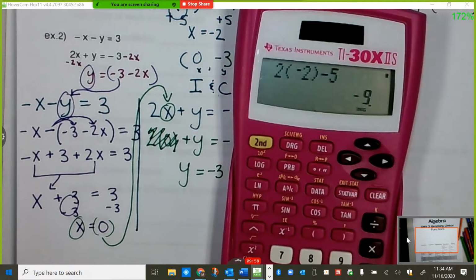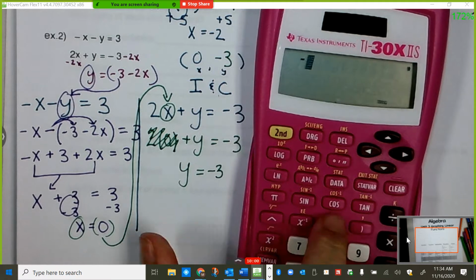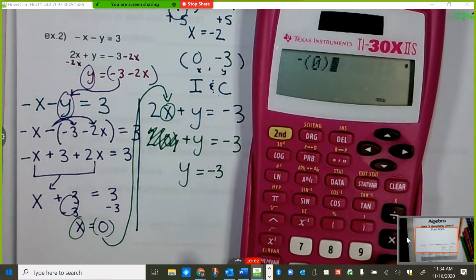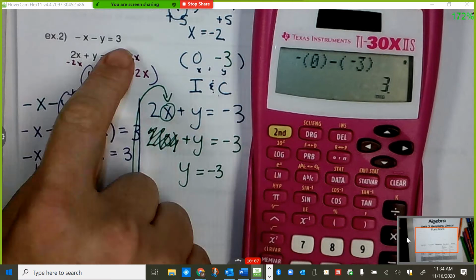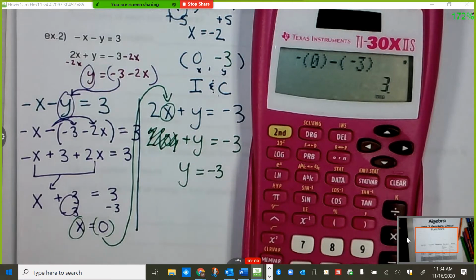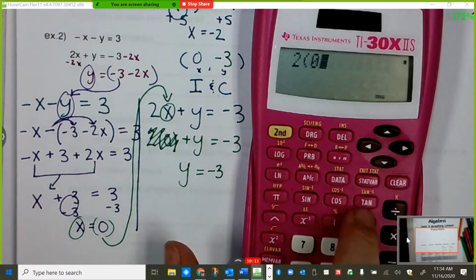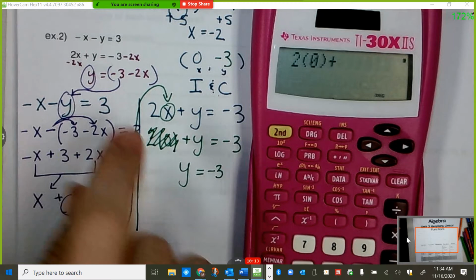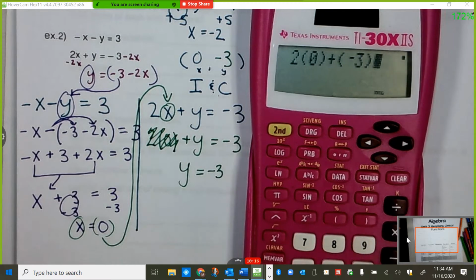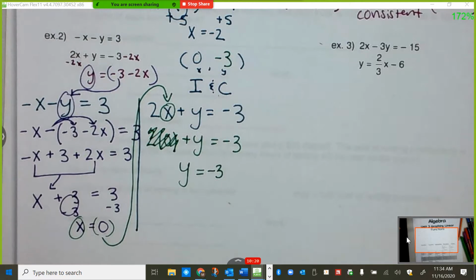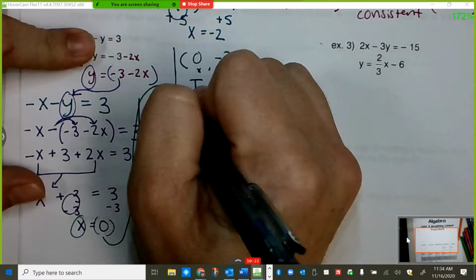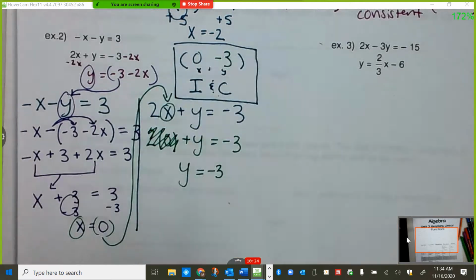Okay, so again, we can check our work by literally just typing it in. So negative x, where x is 0, minus y, where y is negative 3, equals positive 3. It worked. And then 2 times x, which is 0, plus y, which is negative 3, should equal negative 3. Did it work? Yes. So that is our solution. Checking your work, y'all, is too easy not to. You don't even have to do it on paper, just do it in your calculator.